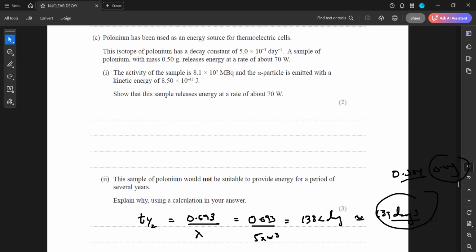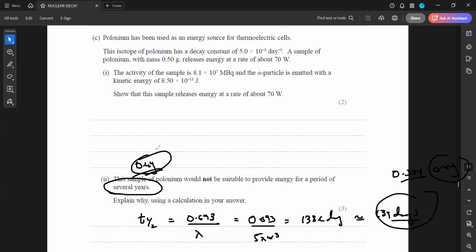If we want to use something for a longer duration of time, then we prefer that it should have a longer half-life, so the amount of radiation will not change too much. But this sample has a short half-life compared to what we want. If I want to use something for several years, then I prefer a half-life in years. But this has a half-life less than a year, about 0.4 years.